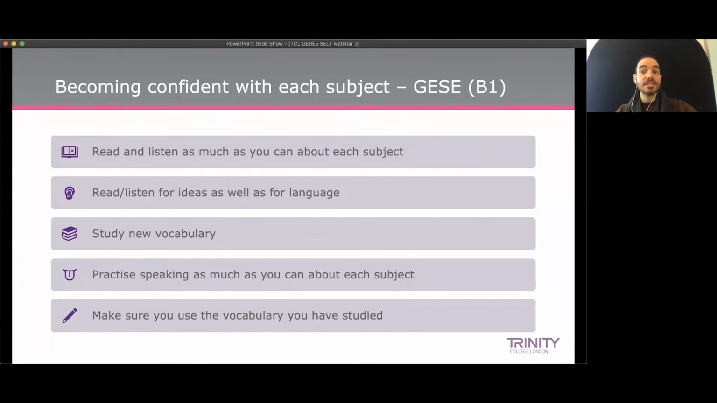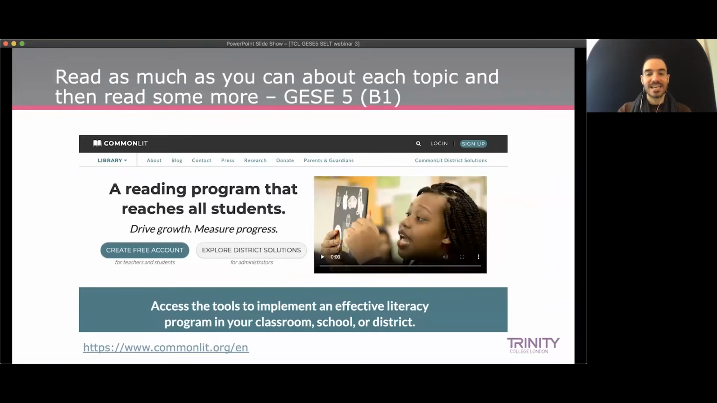Let's see now. We are going to look at each one of these separately, and I'm going to show you some tools and some websites that you can use for free to help you with these. Let's go. The first website is Commonlit. Don't go there, I'll show it to you. So stay with me here. Maybe make a note of the link for later, for when we finish.